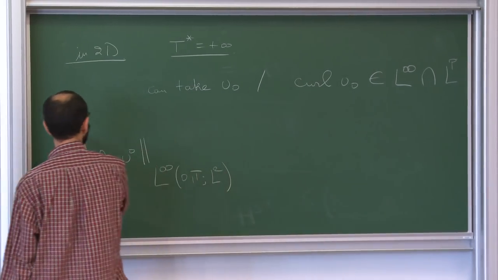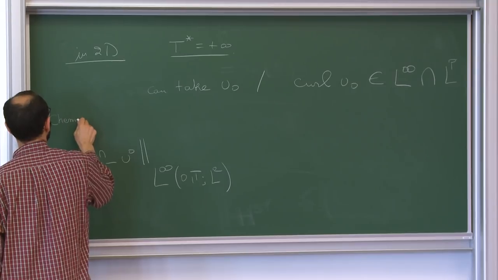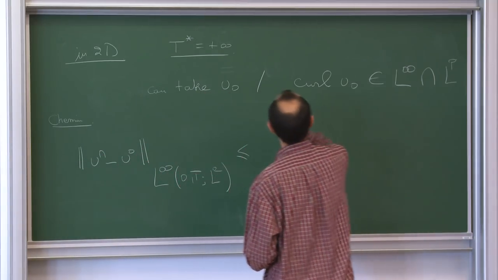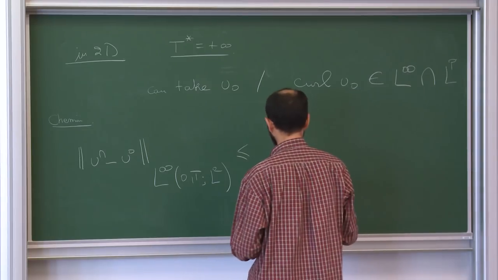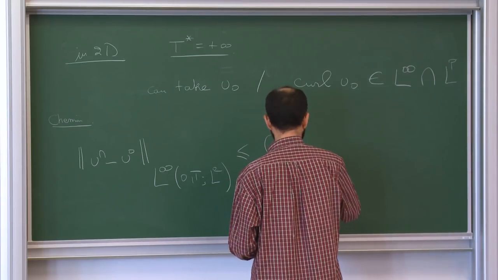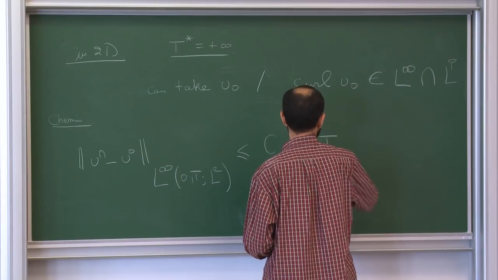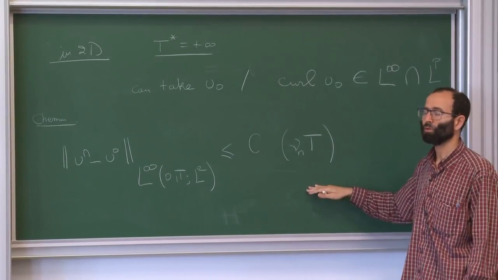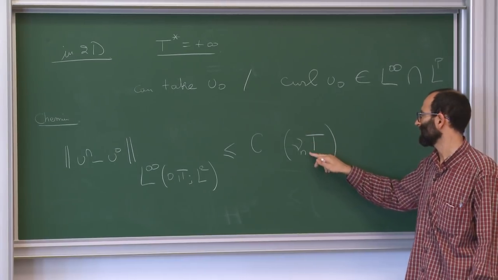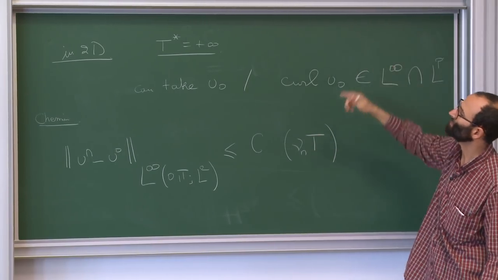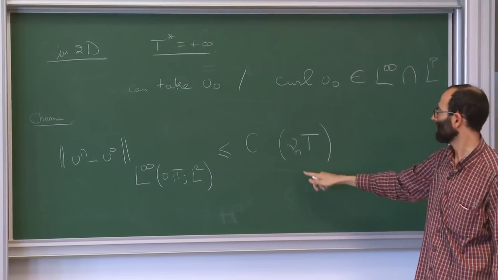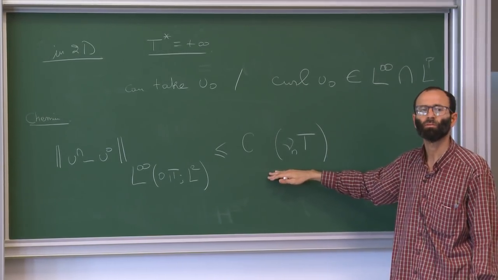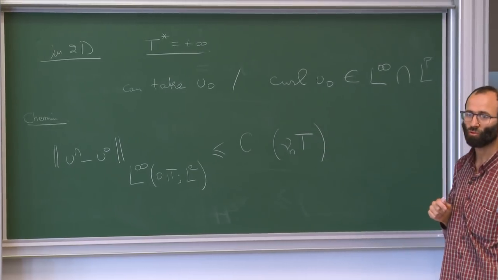This result I'm mentioning here is due to Chemin, actually. But somehow the result here, compared to the previous result I showed you, loses a little bit. So there is a constant, and then one can write nu and t. The t here, I could have written also in the previous result, c nu and t. So this will be the natural extension from what I showed you earlier.